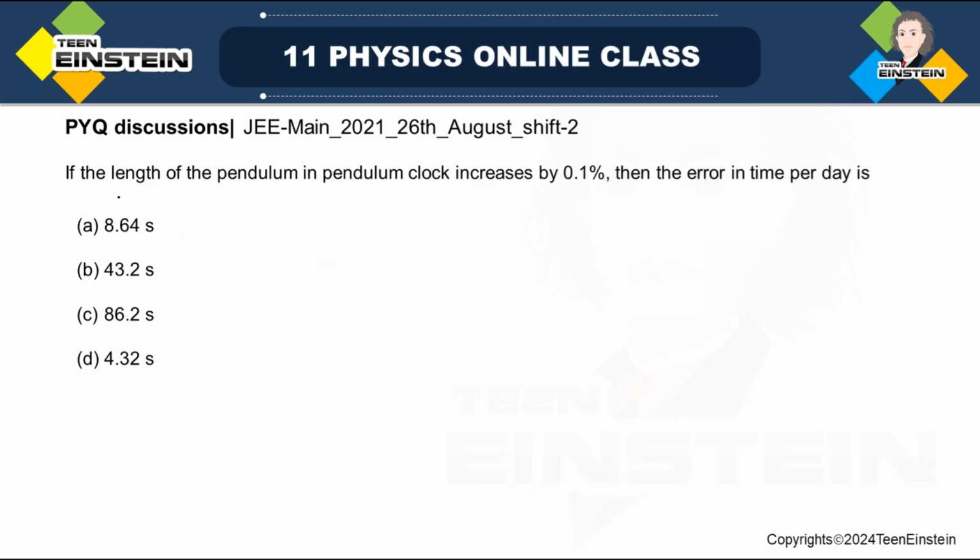Now, this question says, if the length of the pendulum clock increases by 0.1%, then you have to find out the error in the time per day. This is not very tough. Let us write down. The pendulum has the time period expression 2 pi root over L by g. g is constant, 2 pi is constant, so I can write T is directly proportional to square root of L.